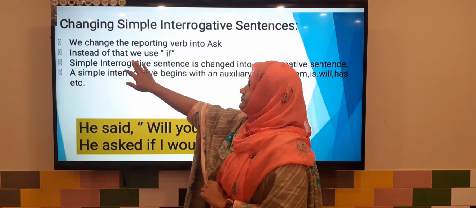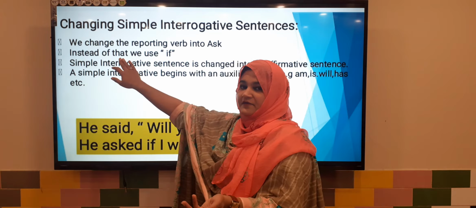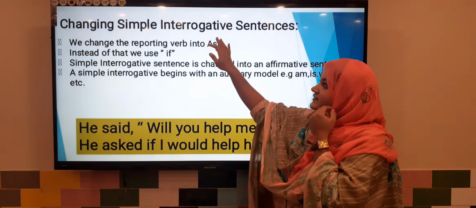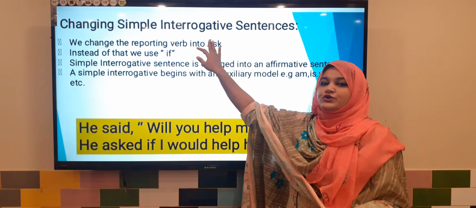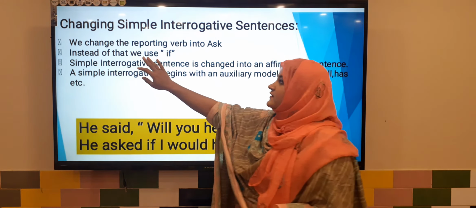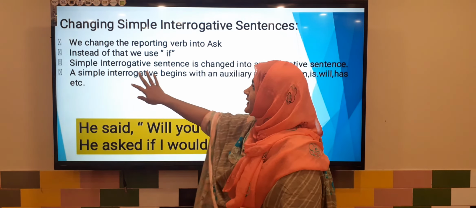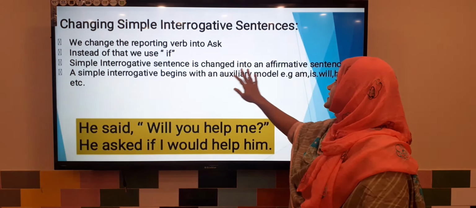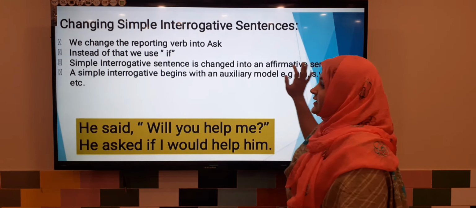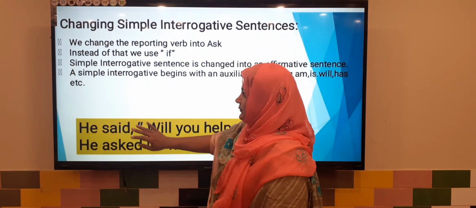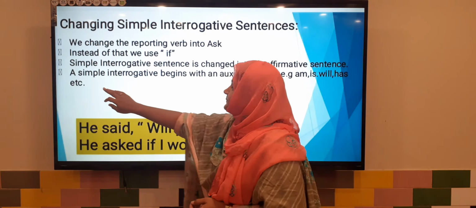Instead of that, which we used in affirmative sentences to remove the inverted commas, in simple interrogative we will not use that. We are going to use if instead of that. Number 3, a simple interrogative sentence is changed into an affirmative sentence. I will explain how in this sentence with an example, so you can get it easily.